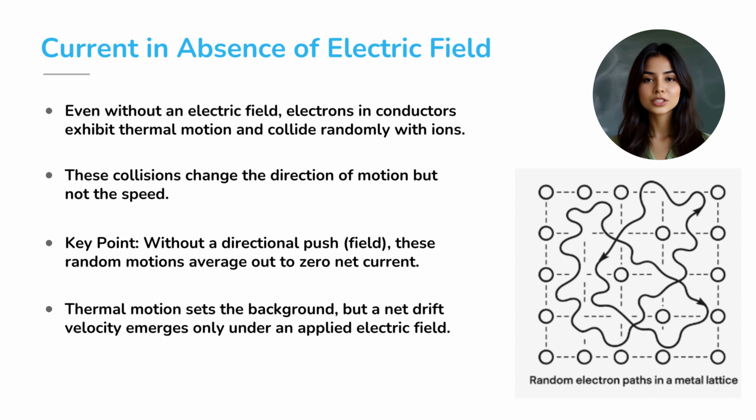Here's something interesting. What happens if there's no electric field? Electrons still move constantly. That's due to thermal energy. They zip around randomly and collide with atoms, changing direction all the time. But here's the catch. Because their motion is random, the net movement cancels out. No direction means no current. So, without an electric field, electrons keep moving, but they don't go anywhere on average.